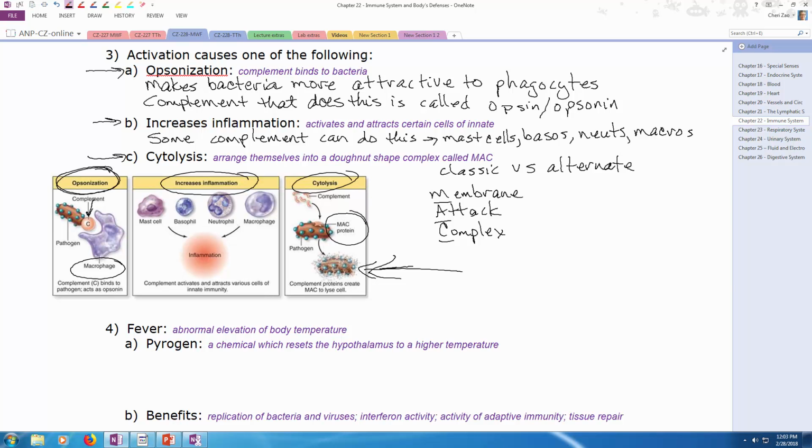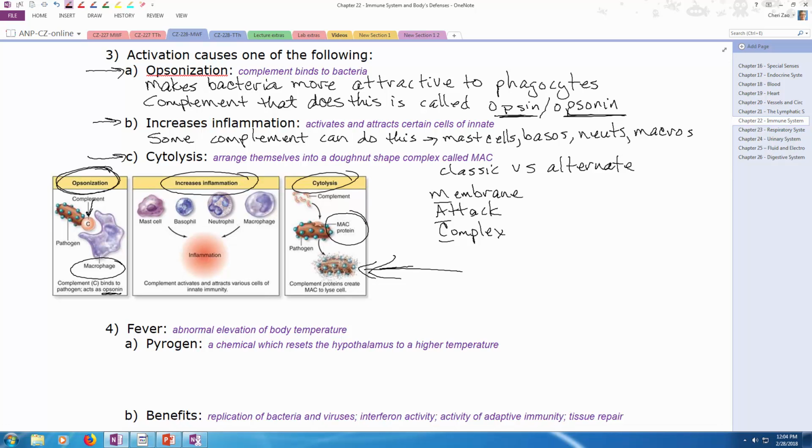So that's opsonization. When complement attaches to a bacterium, for example, and makes it more attractive for macrophages, it is called an opsin or opsonin. So that's one of the things to realize that complement can do for us. It can attach itself to a bacteria to make it more attractive to a macrophage. There are other things that make a pathogen more attractive to macrophages, and that's why it has a special name, called an opsin or opsonin.